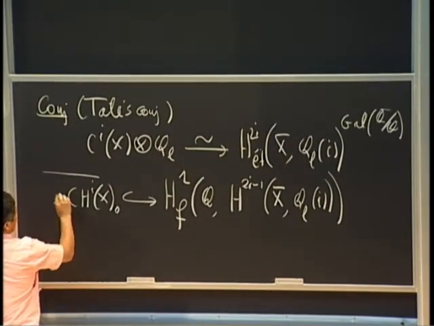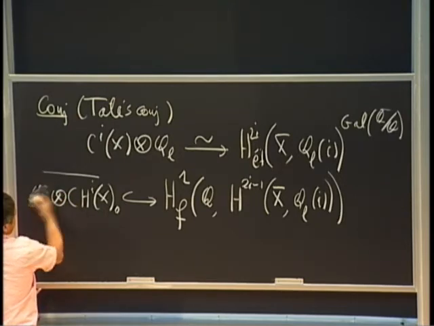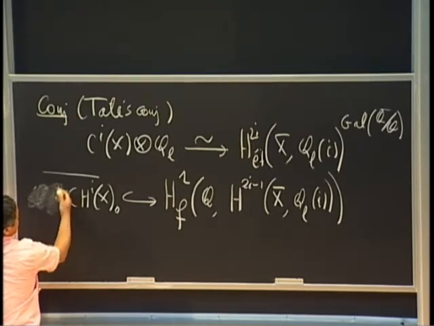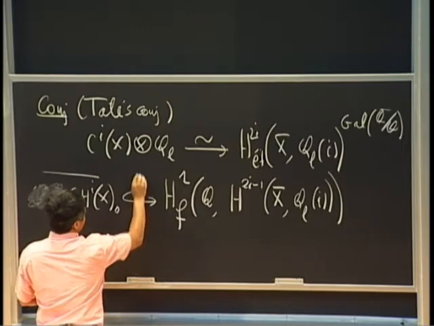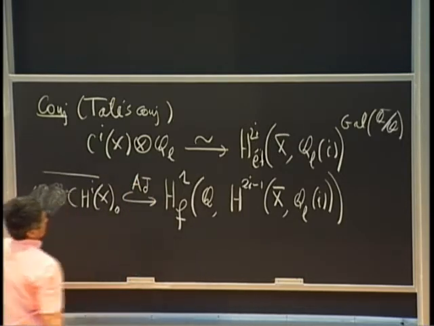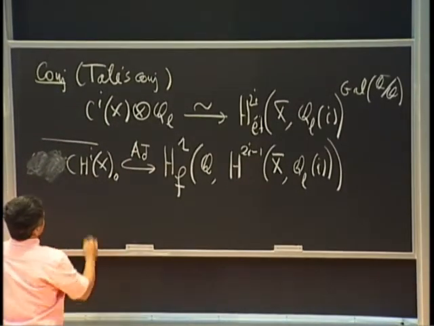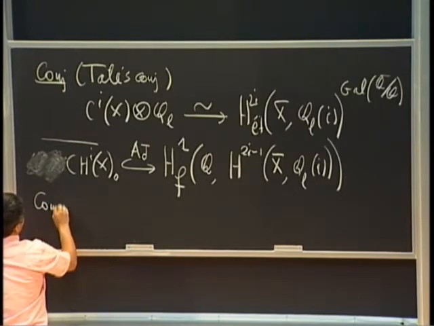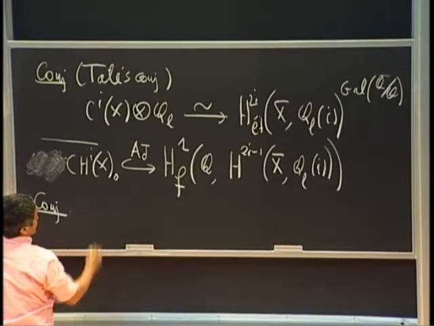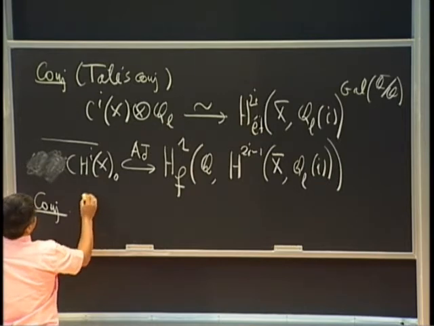Then you can tensor, again, with Q_l there. Okay, let me write down this one, called the Abel-Jacobi map. Okay, so then you can, another conjecture: if you tensor, it's by Beilinson-Bloch.